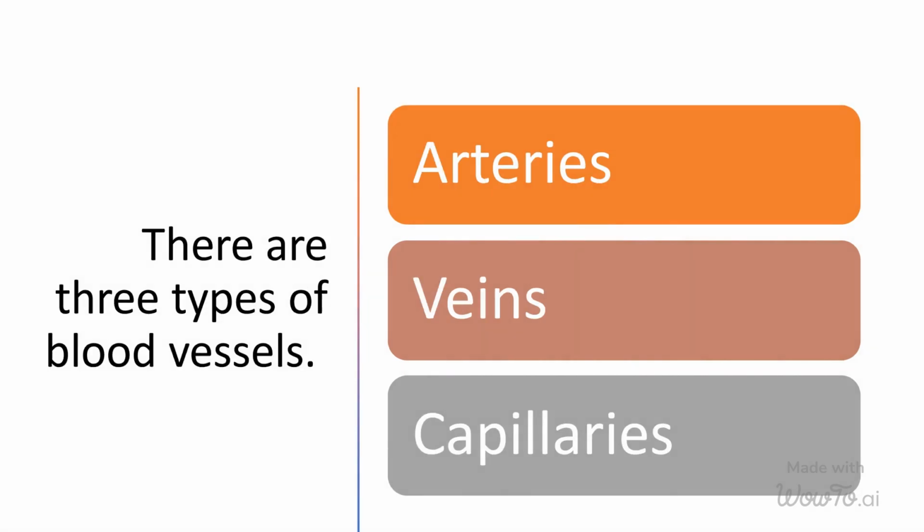The blood is carried to the various parts of the body through blood vessels, which are hollow tubes. There are three types of blood vessels. Arteries are thick-walled and they carry the oxygenated blood away from the heart. Veins are thin-walled and carry deoxygenated blood towards the heart.